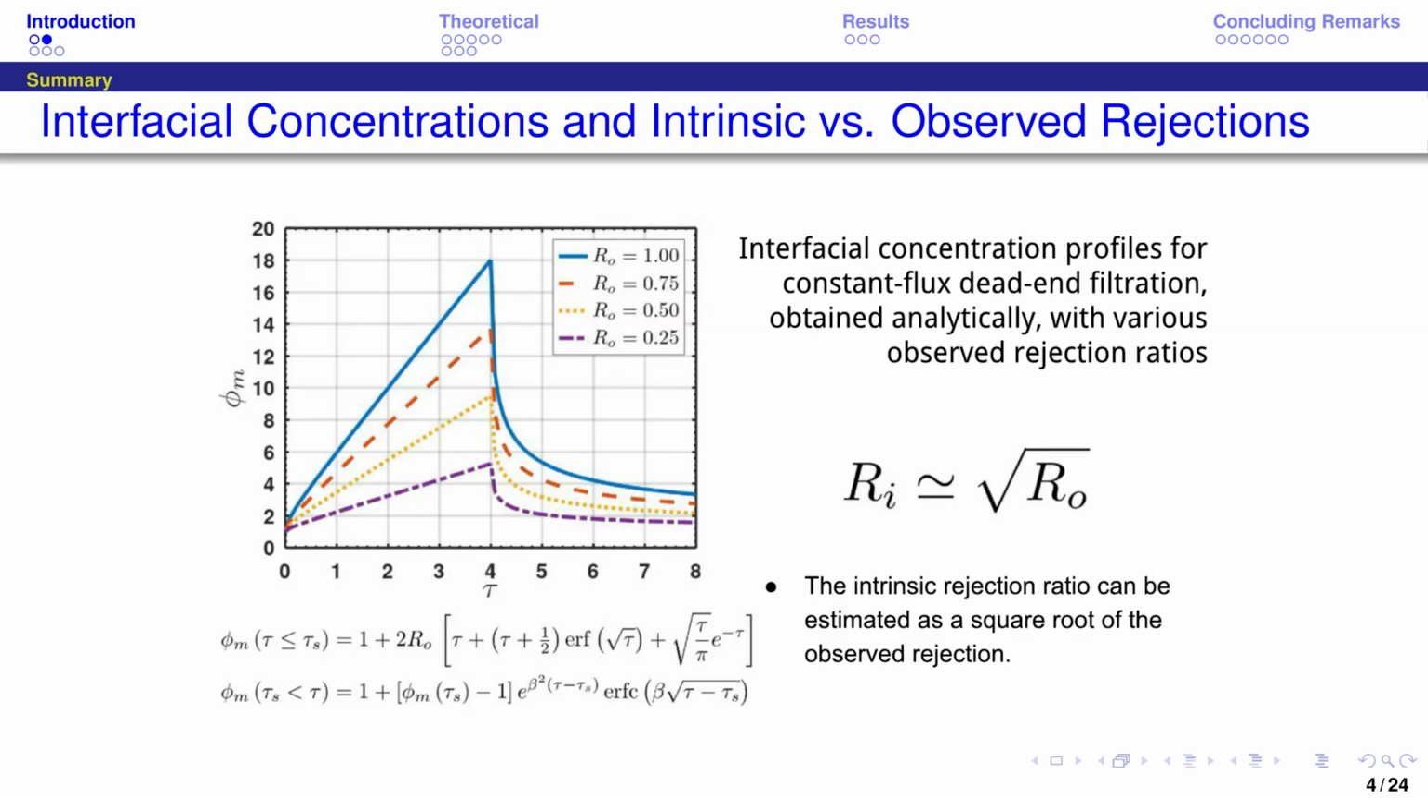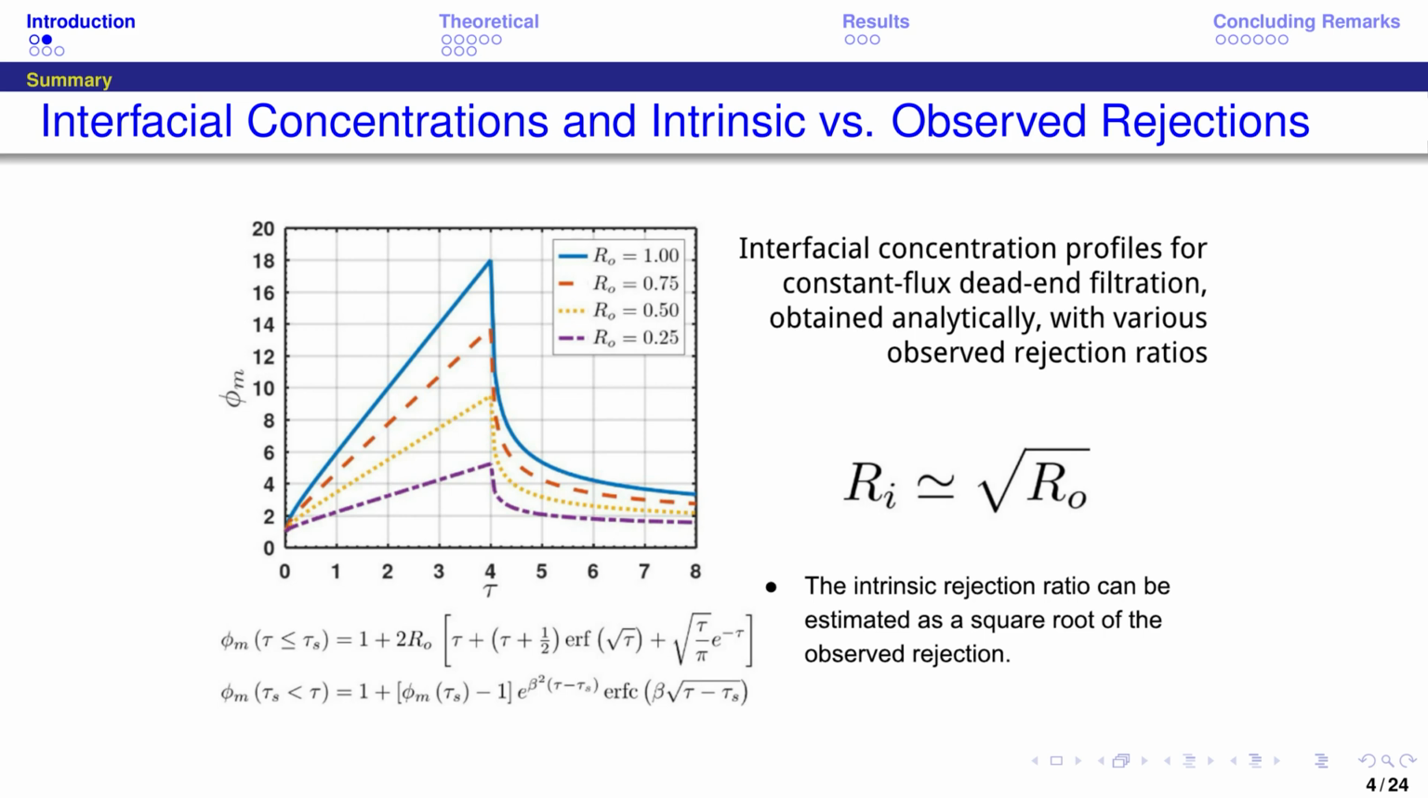I use a reverse order of presentation, so I'll show you the final result first. There are 3 new findings in this work. Firstly, I was able to derive the analytic solution of the interfacial concentration, which is the solute concentration on the membrane surface during constant flux dead-end filtration.